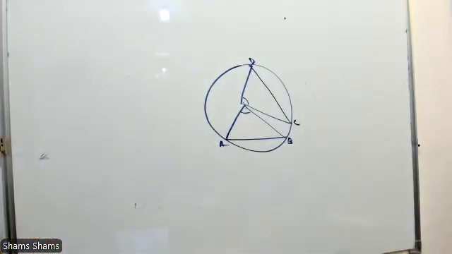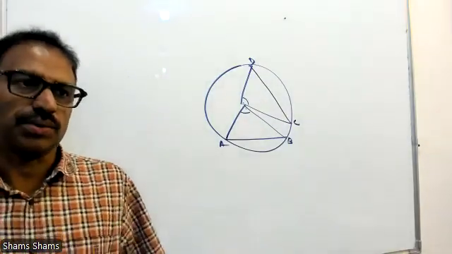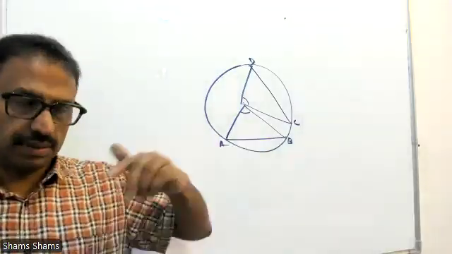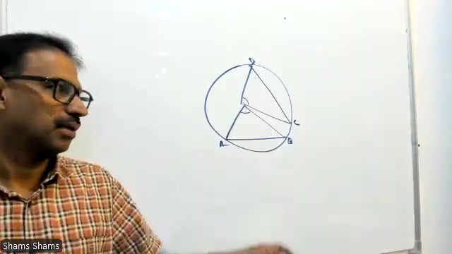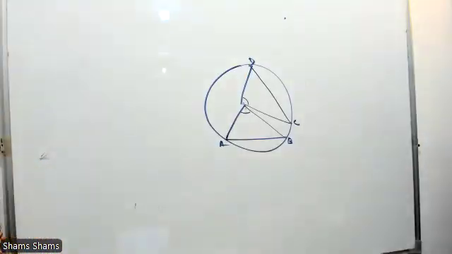If the chords are equal, the subtending angles are also equal. The reverse we can also say: if the angles are equal, the chords are also equal.